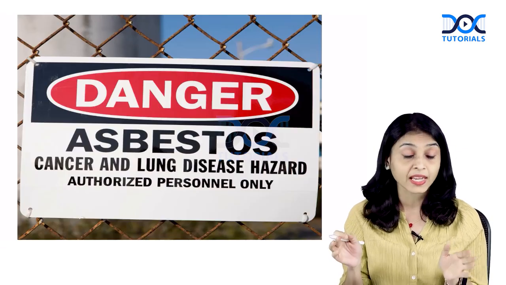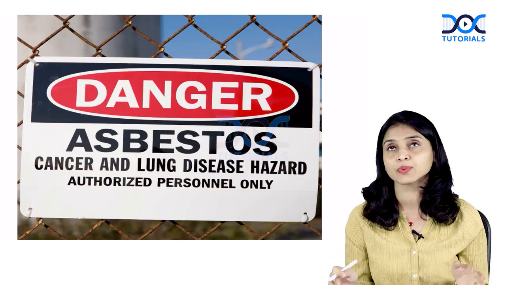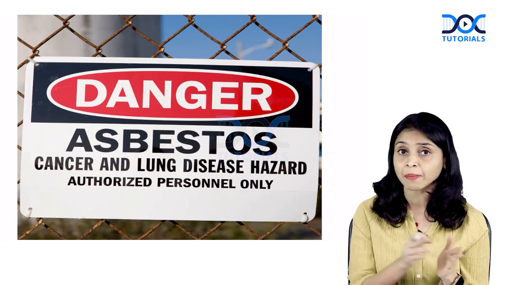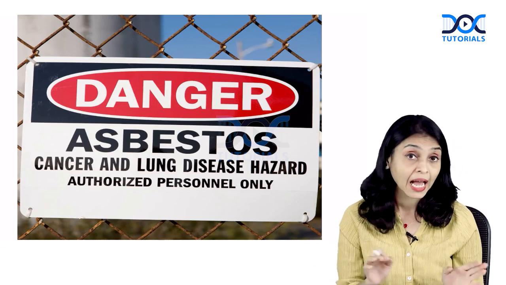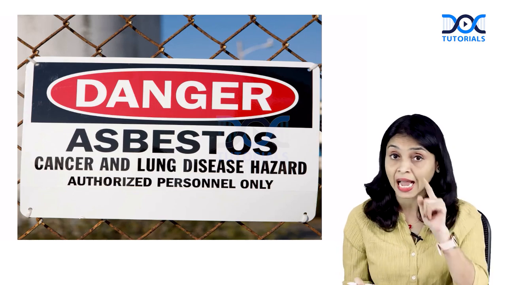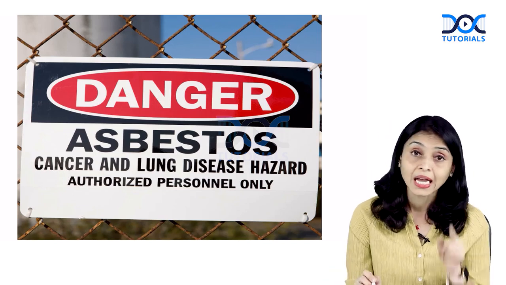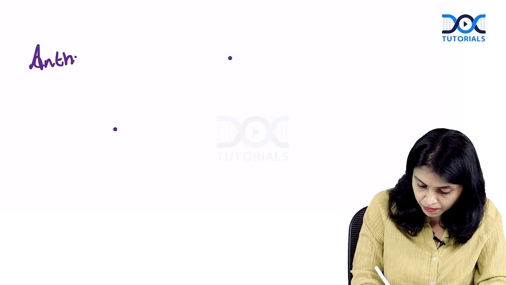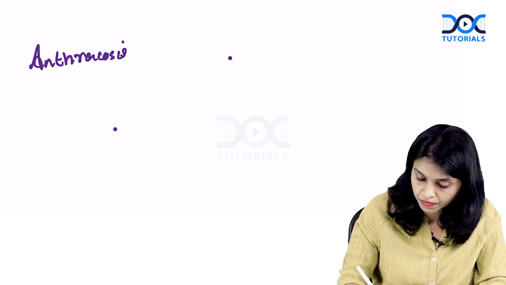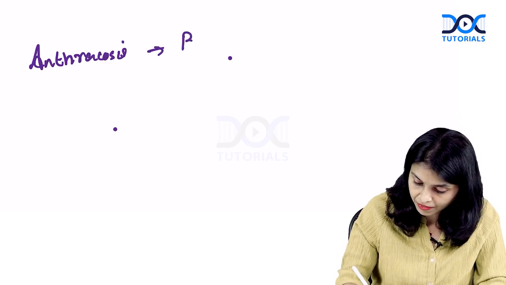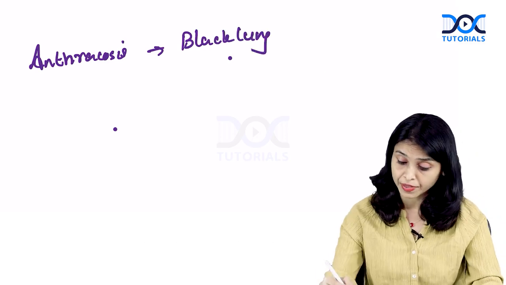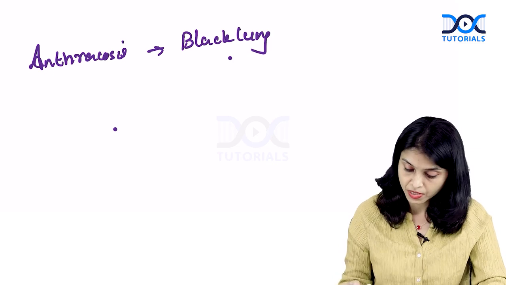And asbestosis, like I said, can lead to malignancy. So when you see malignancy with pneumoconiosis, that is asbestosis. Bagassosis is because of sugarcane. Anthracosis is because of coal dust, and the MCQ from anthracosis is that it is known as black lung. Anthracosis is black lung. That is also a favorite MCQ that usually comes.